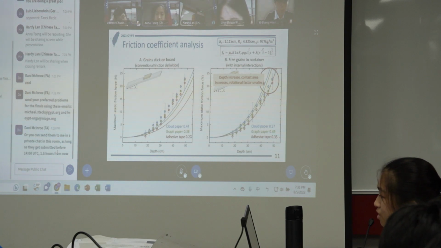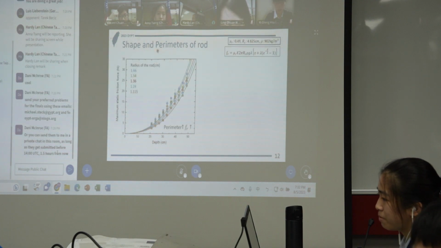And here we can find that when the depth increases, the contact area increases, and the rotational factor will be smaller, which means our experimental result will be smaller than the theory predicts. Here we change the shape and the perimeter of a rod. To change the perimeter, we change the radius of the rod. From our experimental result, we can see that as the perimeter increases, the friction force will increase.